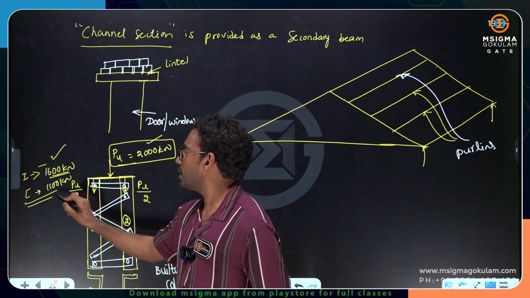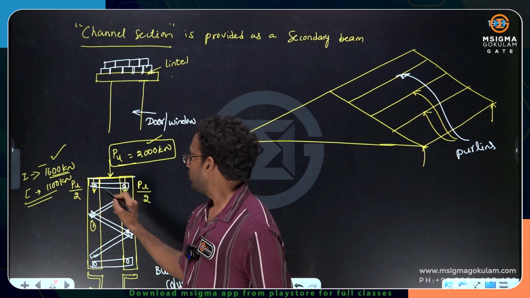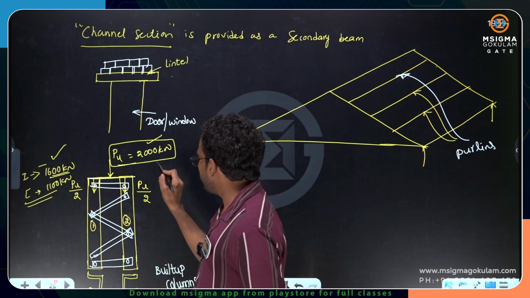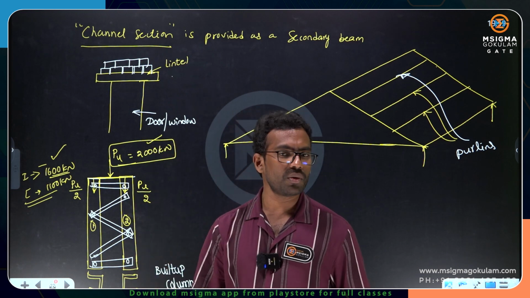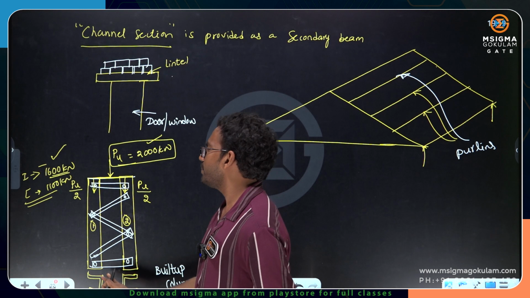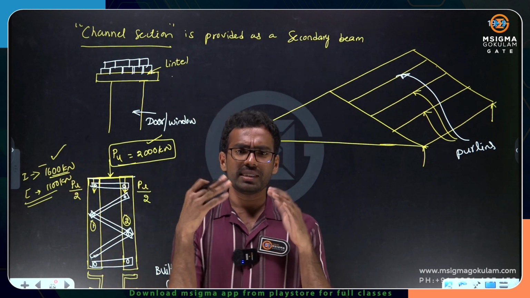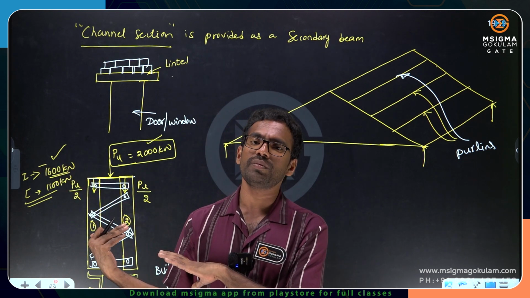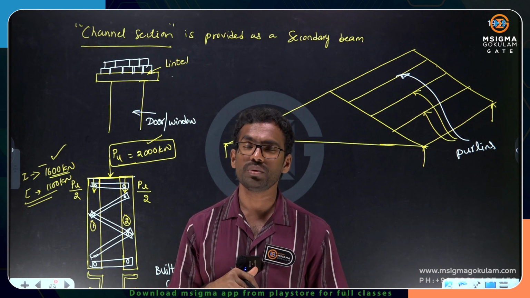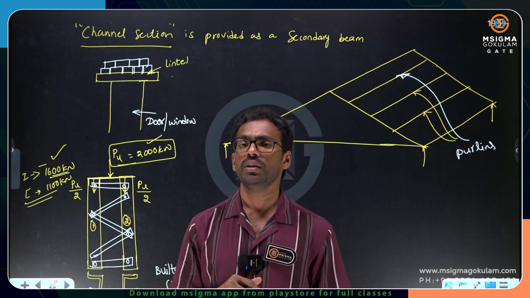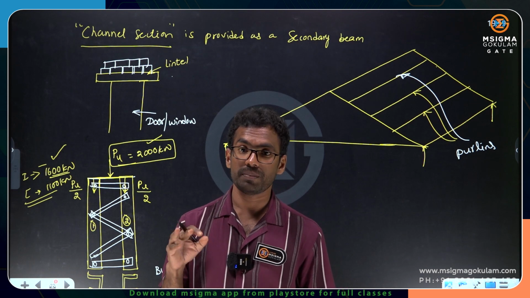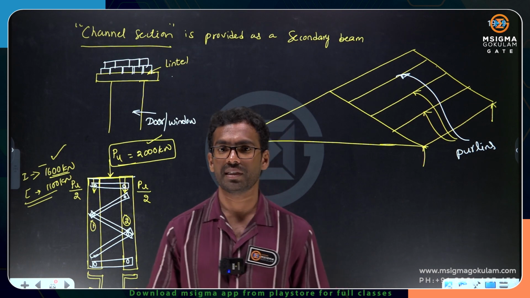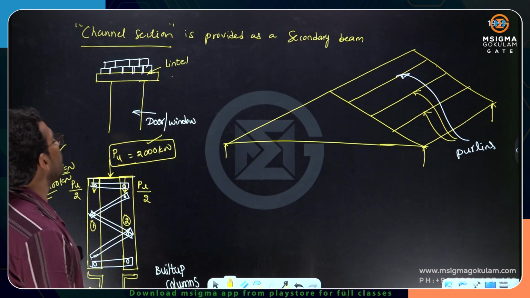But here two channel sections should take it. What is the capacity of two channel sections? 1100 plus 1100, 2200. 2200 is more than sufficient to carry a 2000 kilonewton load. That means for economy, instead of going for two I sections, it is preferable to go for two channel sections. Two channel sections itself are sufficient to carry the load. Okay, I hope you understand. Economy plays a vital role when you go for any kind of construction. Fine. That's about channel section.